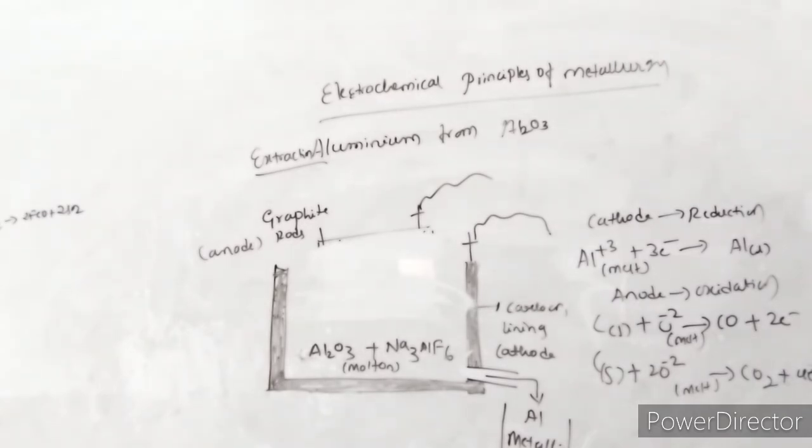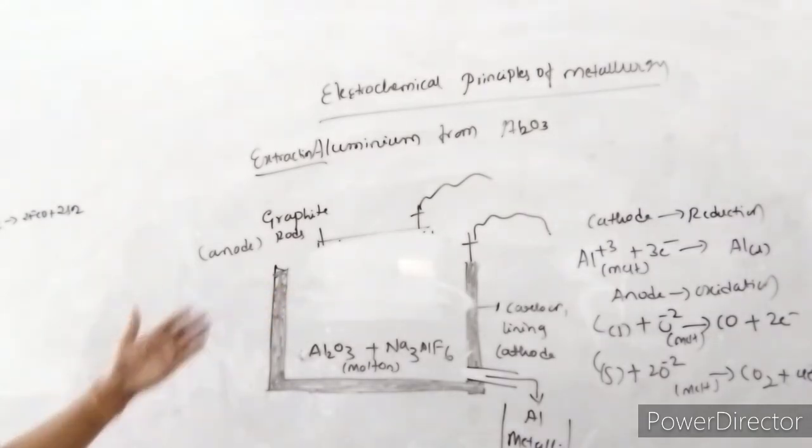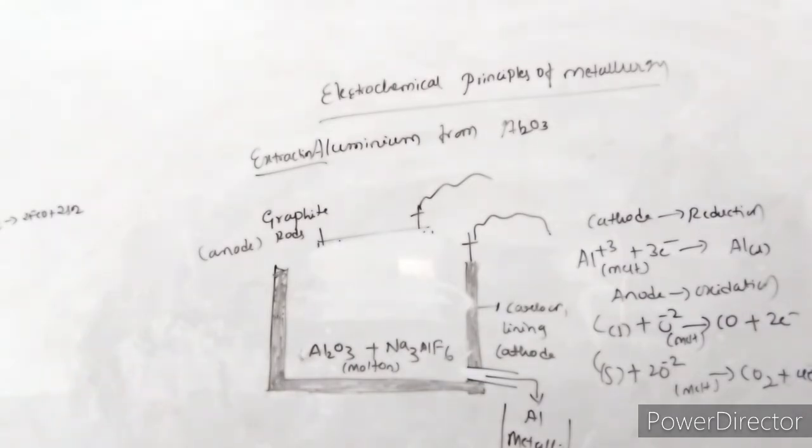So that is nothing but the oxygen which is liberated at the anode. It starts to react with the carbon of the anode, producing carbon monoxide and carbon dioxide. So in this way, whenever aluminum is produced, the carbon anode is burnt away. This carbon anode is nothing but the graphite rod. So step by step, whenever the reaction occurs, we require new rods to continue the procedure.